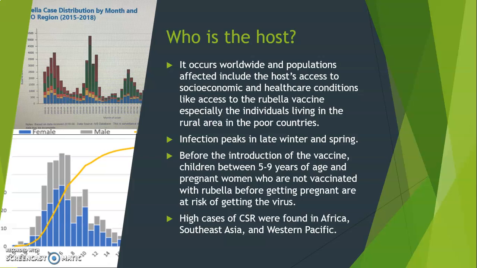According to the CDC, rubella is no longer endemic, or constantly present, in the United States, but it can still be brought into the U.S. by people who get infected in other countries.